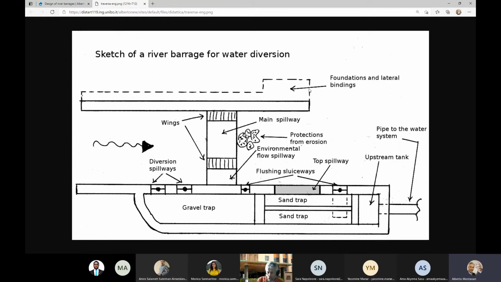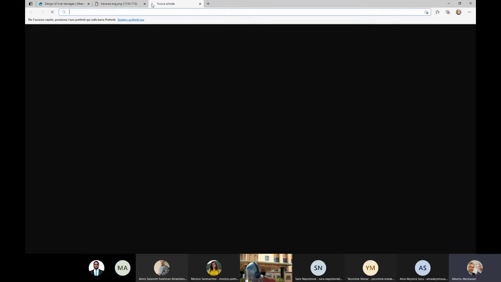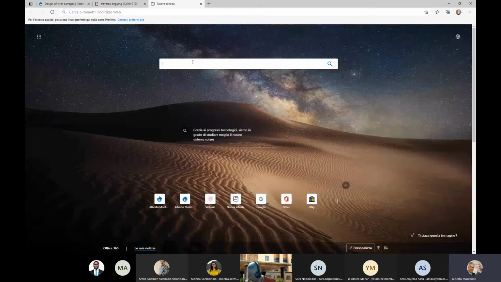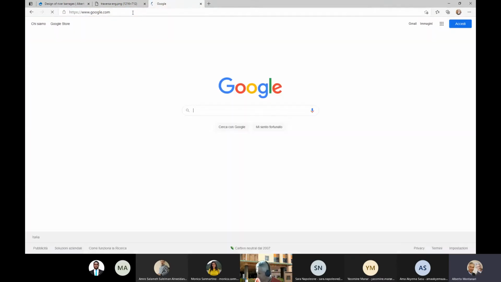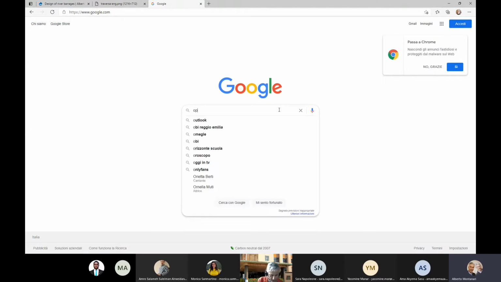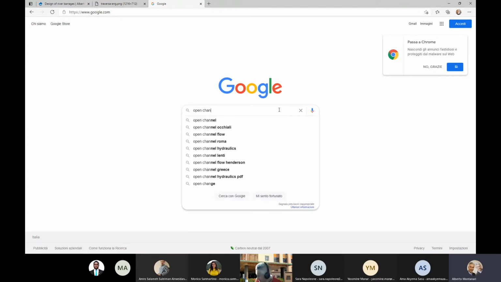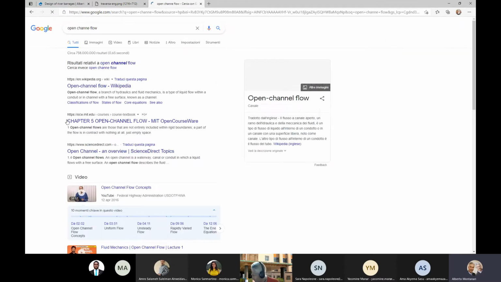Let me see if I can show you some pictures of what I mean. I think it is interesting. Let me just open a new window, a Google one. Let me just go to Google. I prefer the Google search engine. And let's see open channel flow. Very good. And let's look at the images. One second. I always lose the mouse.